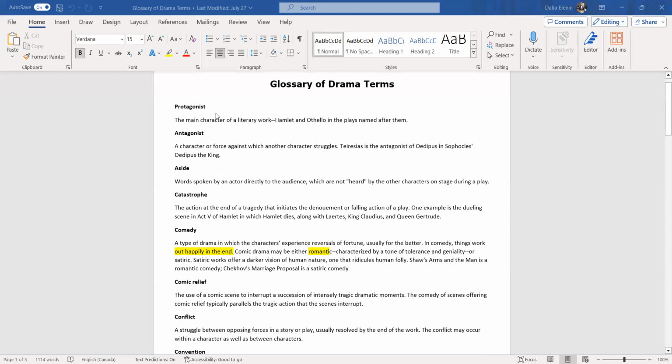So first of all, we have the word protagonist. So protagonist is the main character of any literary work like Hamlet, Othello, in any play named after them, or even without being named after the main character. Like even the short stories you just studied, you have the protagonist, meaning the main character.